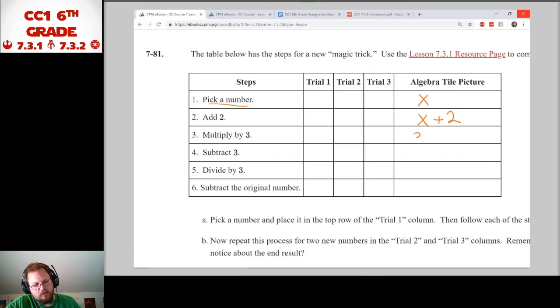Multiplying that by 3 means you have 3x plus 6, because it's 3 times x and 3 times 2. Subtracting 3 means you have 3x plus 3. Dividing by 3 is tricky, but it means you divide every number by 3. And you get x plus 1, because 3x divided by 3 is x. And then when you minus the original number, which is x, you're left with just the plus 1 at the end. So I personally prefer to write this out with just the letters. However, if it helps to draw the tiles for these, please do that.